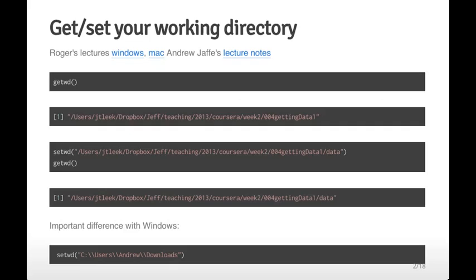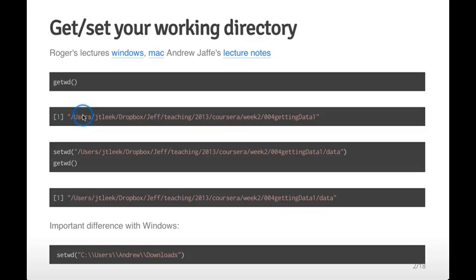So the first thing that we can do is see what working directory we're in. And the way that we do that is we type getwd with an open and close parentheses and hit return. And what you get is a character string that shows you the path to the directory that you're currently located in. So for us, that's this getting data 1 folder for the purposes of these slides. If you type getwd and hit return on your computer, depending on what directory you're in, you might see a different string here.